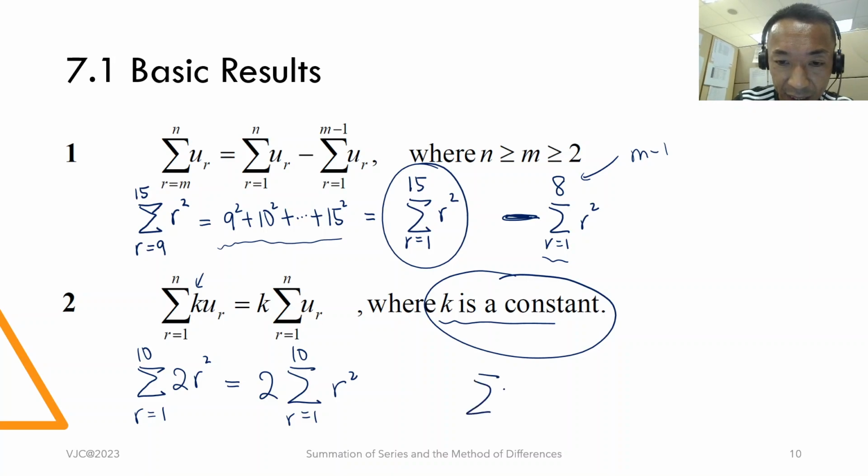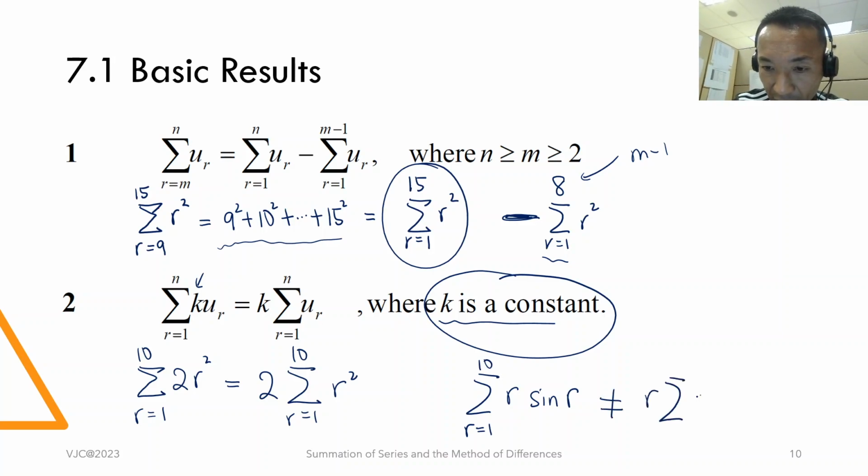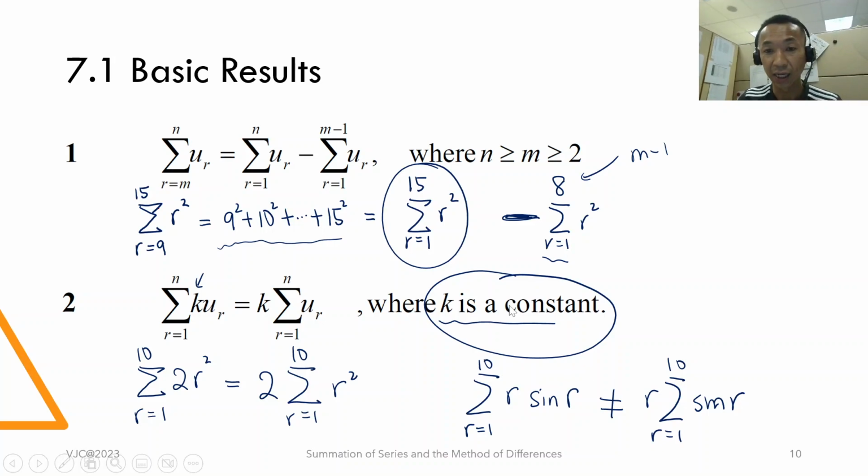What I'm saying is this, you cannot say this is r times, I don't know, sine r, r equals 1 to 10. Now, this is not the same as factorizing. You cannot loosely factorize this like that. This is obviously wrong. So I want to emphasize k is a constant.